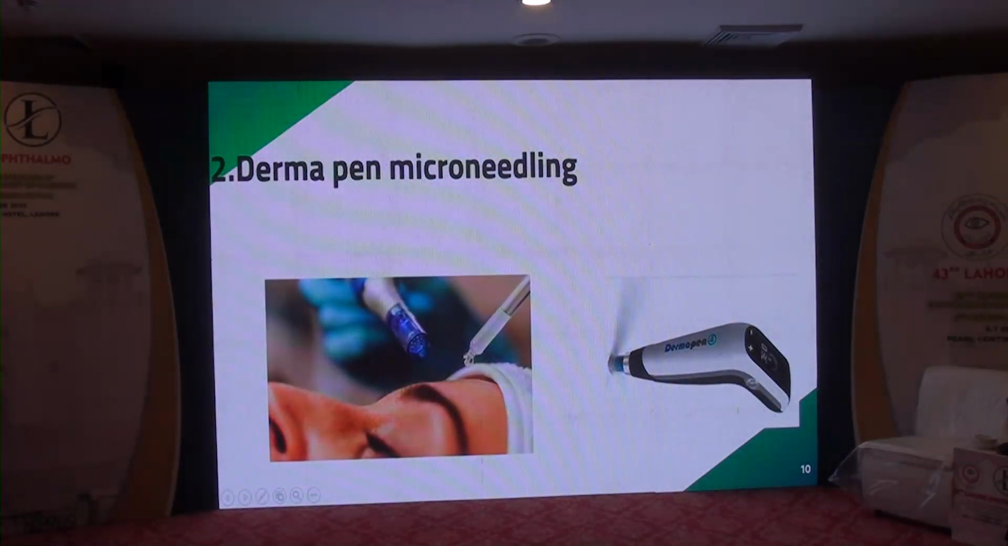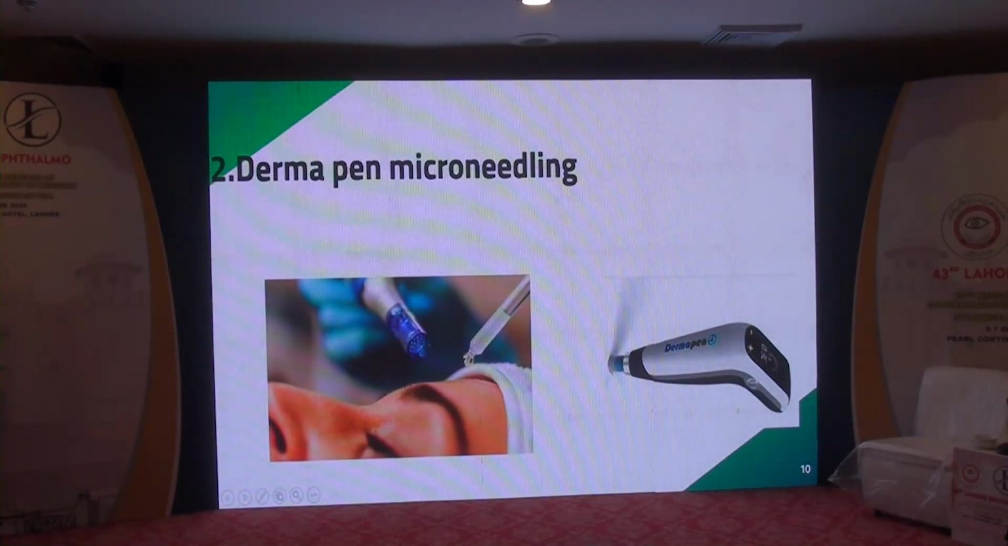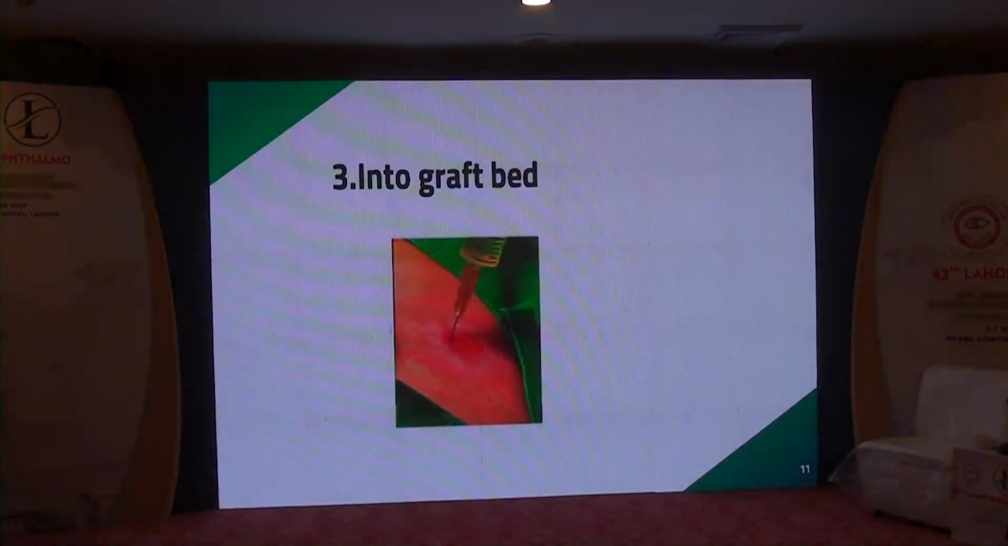The next is derma-pen microneedling. PRP can also be delivered to the scar tissue via a derma-pen, and the needle lengths range between 1.5 and approximately 2.5 millimeters. The PRP reaches the dermis via the micropunctures that are made with the derma-pen.